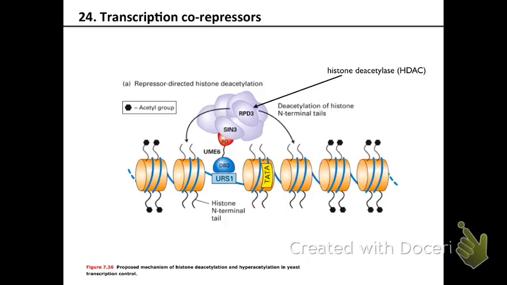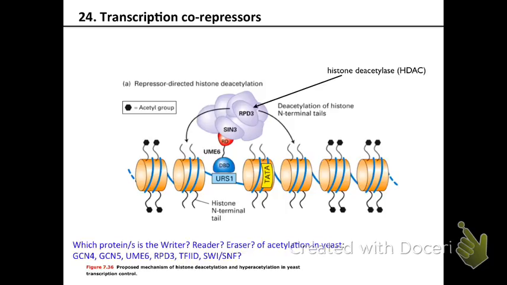RPD3. Very good. So RPD3 is the eraser because it's the histone deacetylase. It deacetylates. It removes the acetyl groups from the nucleosome. And this is the type of question that I typically ask in midterms too. So study what I'm talking about now.